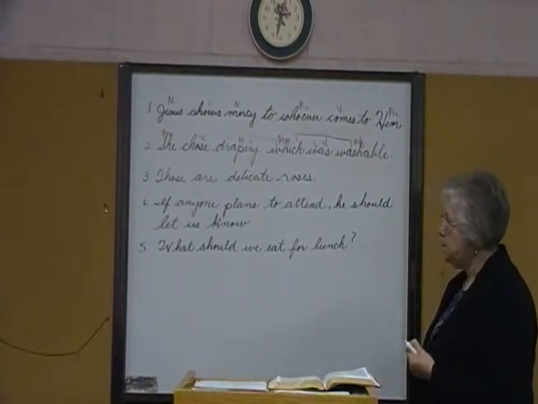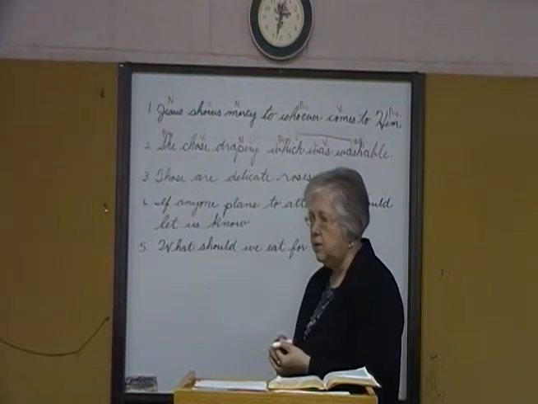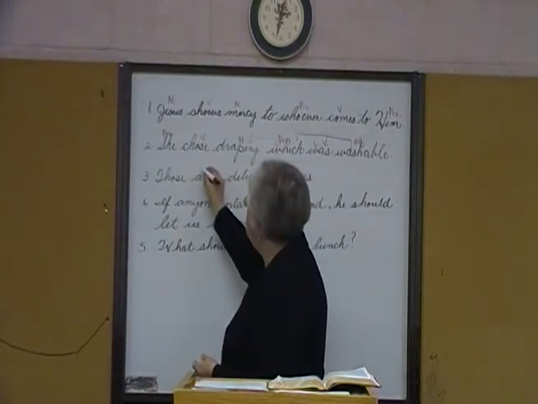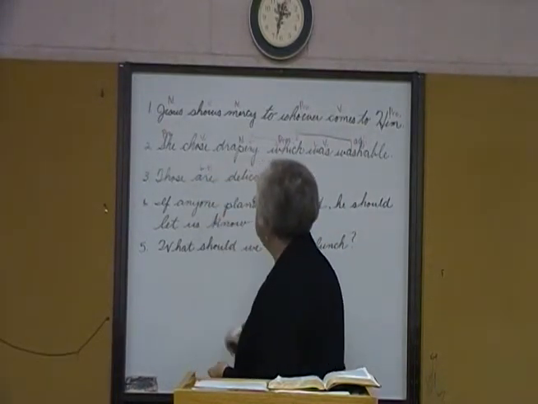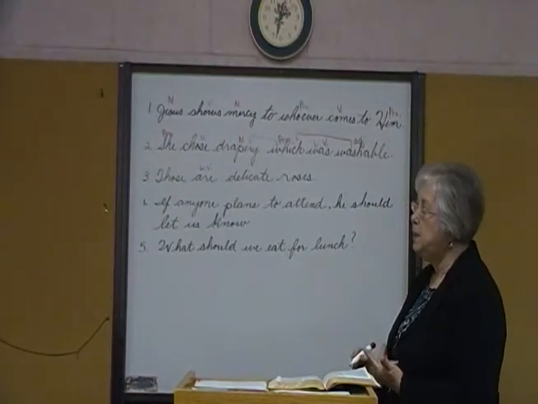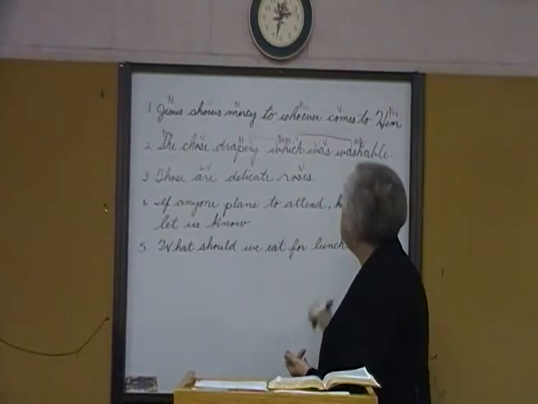All right, number 3. Those are delicate roses. Let's find the verb, action or linking. Are is a linking verb. All right, nouns. Nouns name people, places, things, ideas. Well, we have roses. Roses is a noun.